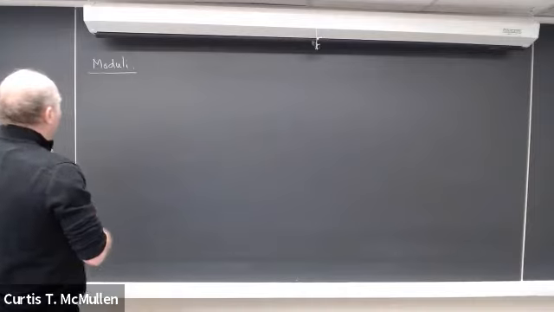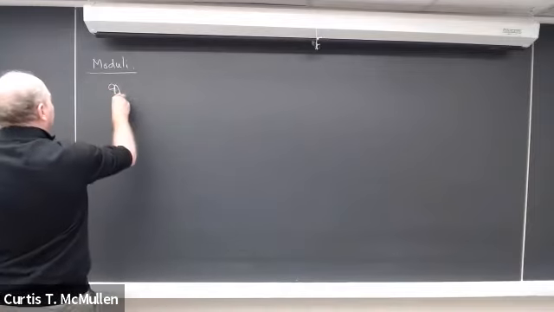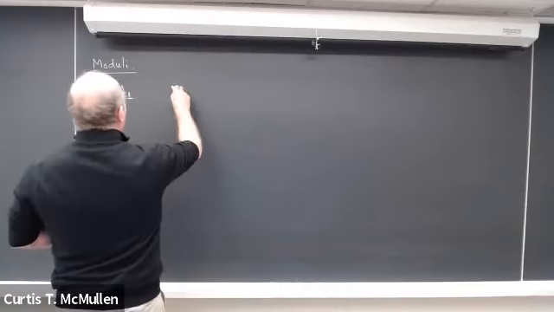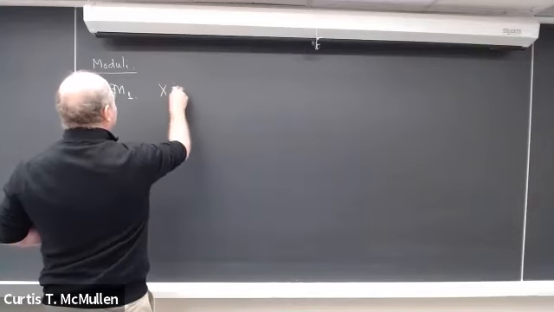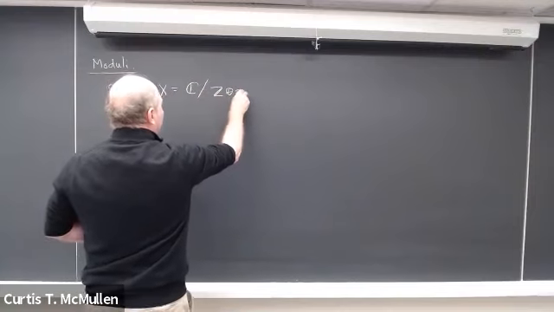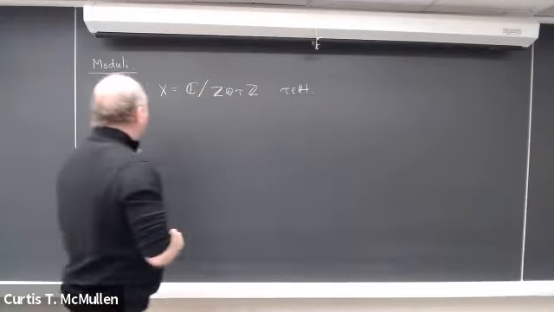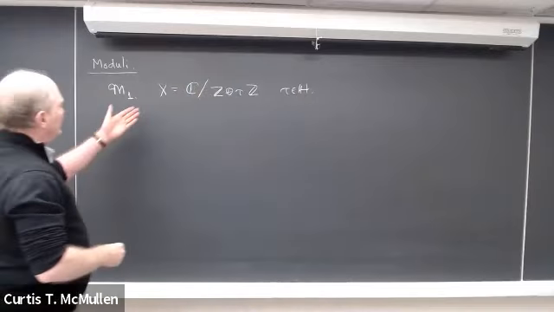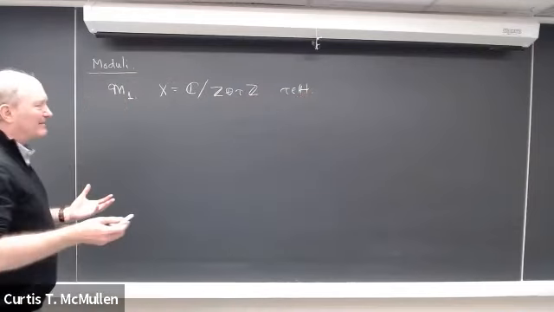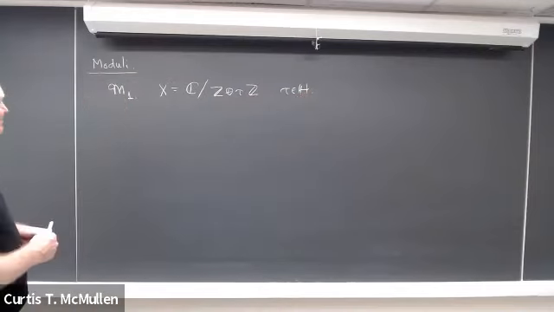So a typical moduli space you might already be familiar with is the moduli space of complex tori. A complex torus can be represented as X is the complex plane modulo a lattice, Z plus tau Z, where tau is in the upper half plane. So the set of all complex tori is, in some sense, isomorphic to the upper half plane. It's itself a complex manifold.